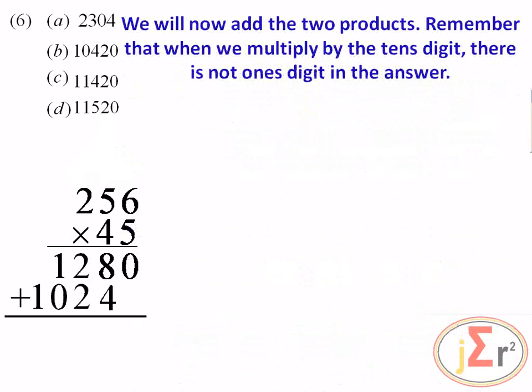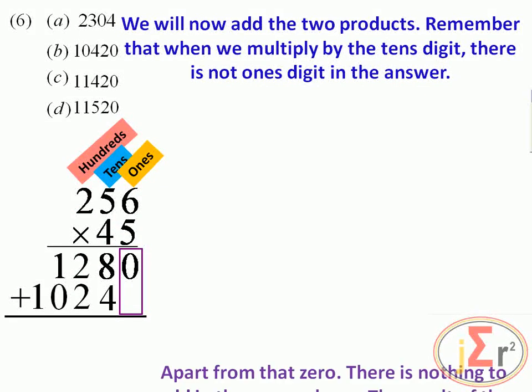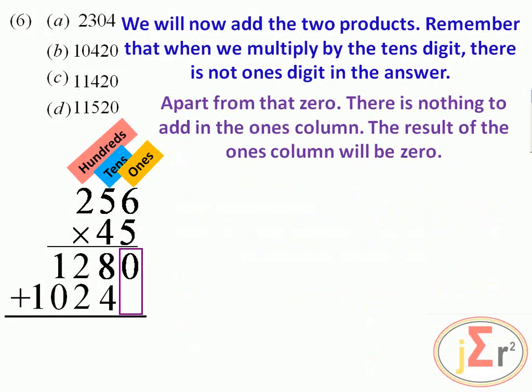We will now add the two products. Remember that when we multiply by the 10th digit, there is no 1 digit in the answer. So we will add those first. Apart from that 0, there's nothing to add in the ones column. The result of the ones column will be 0.